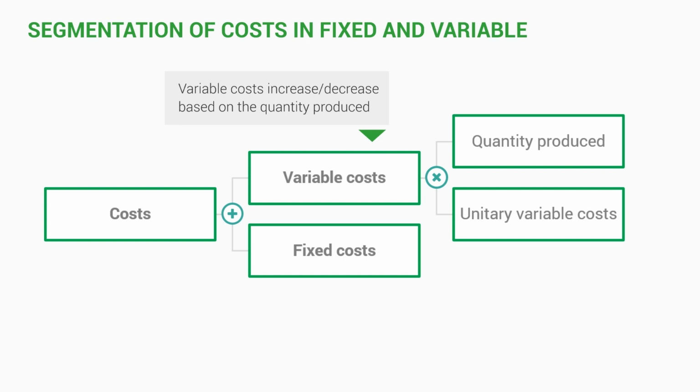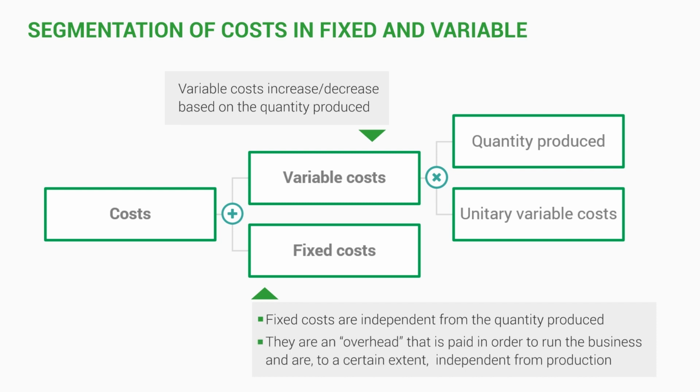The second branch is for fixed costs. These are independent of the quantities of product produced and are expressed as an absolute number. They are an overhead that is paid to run the business and are, to a certain extent, independent from production. An example for fixed costs are utilities. Companies typically have a close eye on their fixed cost level because in a downturn, when revenues decline, variable costs also decline, but fixed costs remain. We will talk about this in some more detail in just a minute.